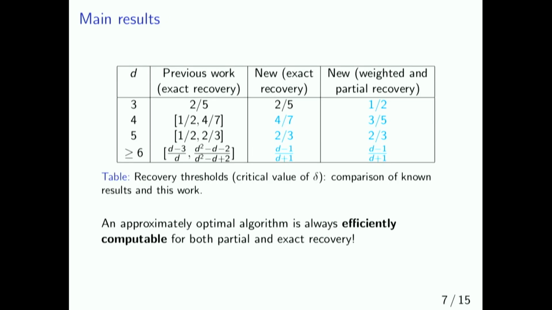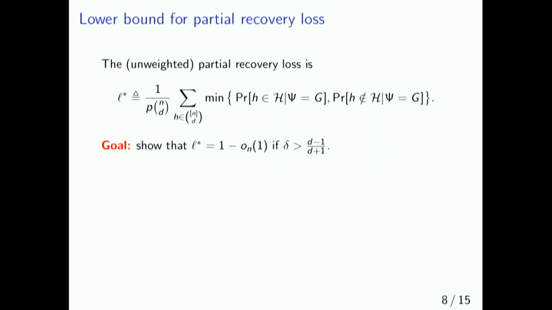Now I will discuss why the partial recovery loss is approximately 1 when we are above the (D minus 1) over (D plus 1) threshold. I denote the partial recovery loss by L star. We can compute it using this formula, and the goal is to show that L star is approximately 1 when delta is greater than the threshold.